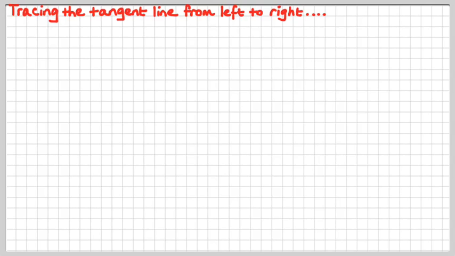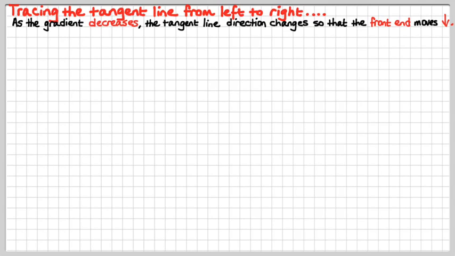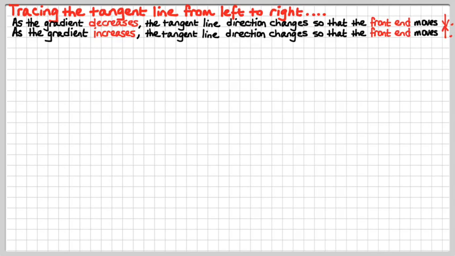Great. Now, we're going to trace the tangent line from left to right, and I'm going to show you the trend. The trend is your friend. As the gradient decreases, the tangent line direction changes so that the front end moves down, right? As the gradient increases, the tangent line direction changes so that the front end moves upwards, and the point of inflection is the boundary between both of those different trends, as you will see very dramatically in a moment.